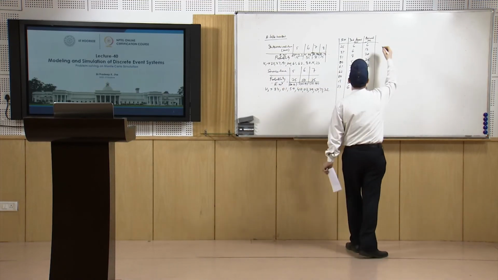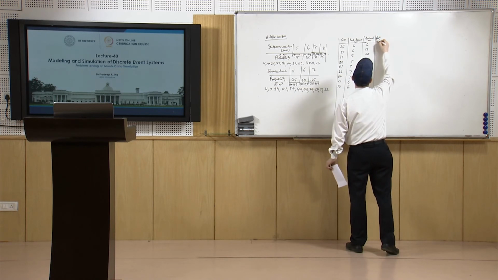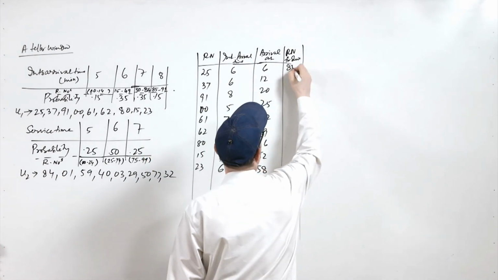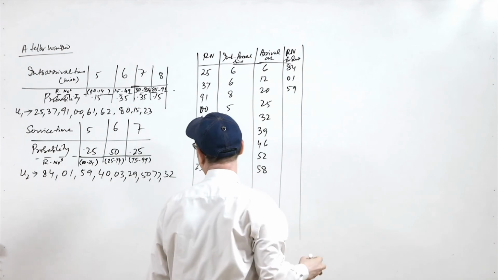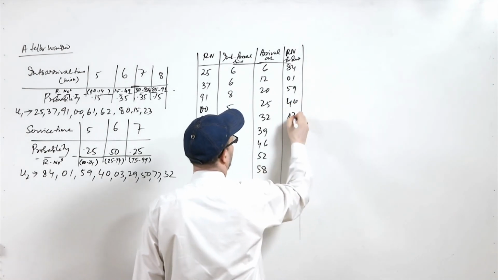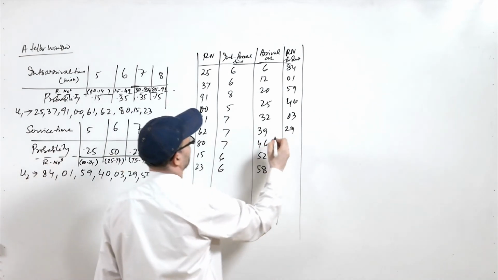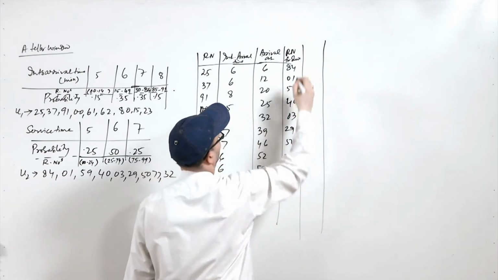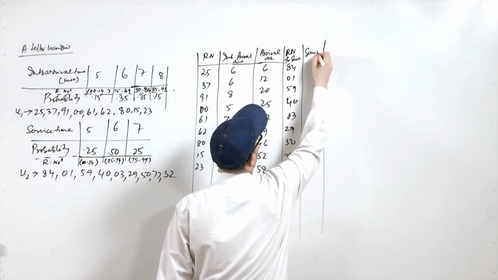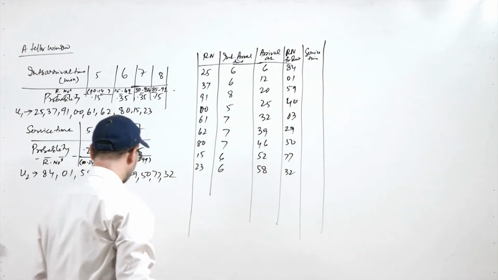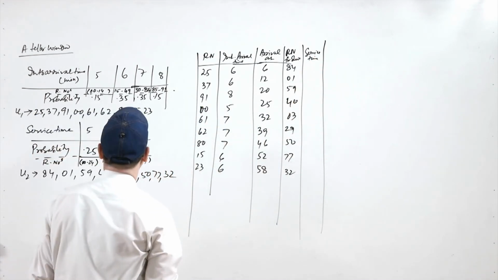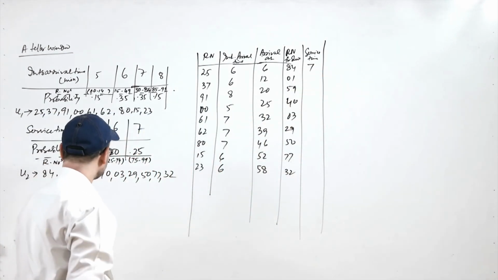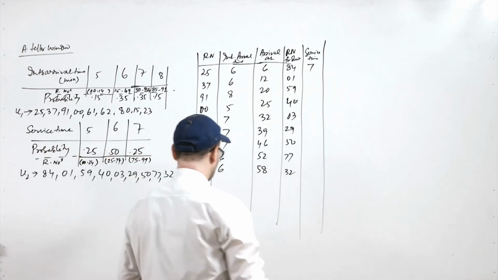Then in that case you will have the random numbers for departure service. For service, as you know, we have 84, 01, 59, then you have 40, 03, 29, and then we have 50, 77 and 32. For that again you can see the service time. Service time for 84 will be 7. Similarly, other numbers you can write.